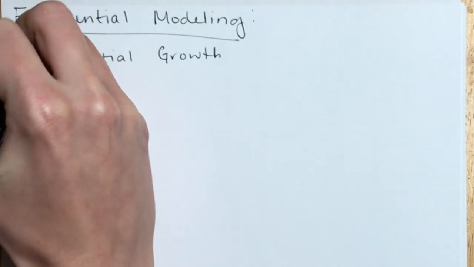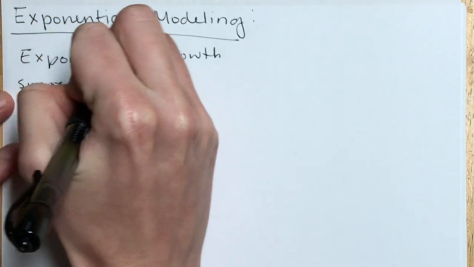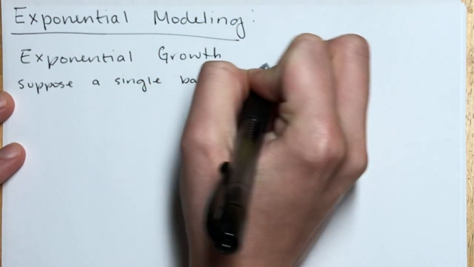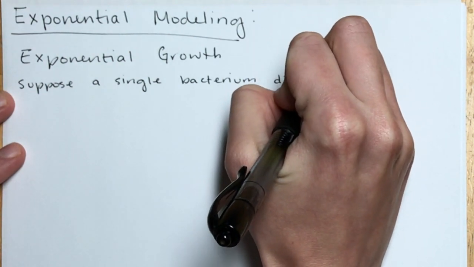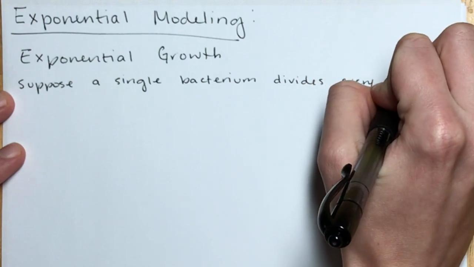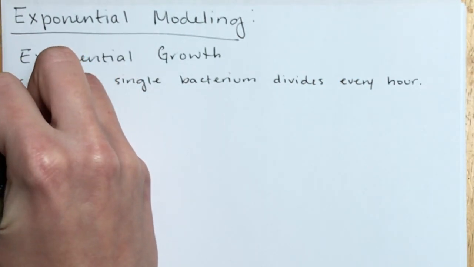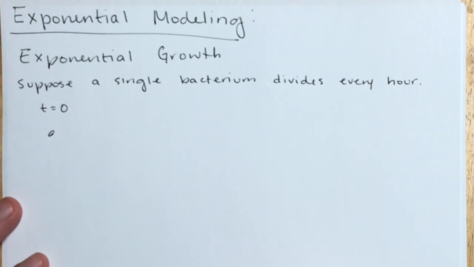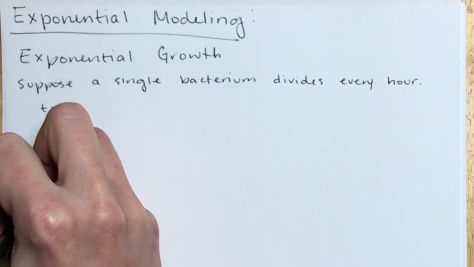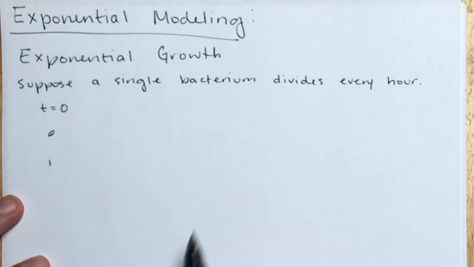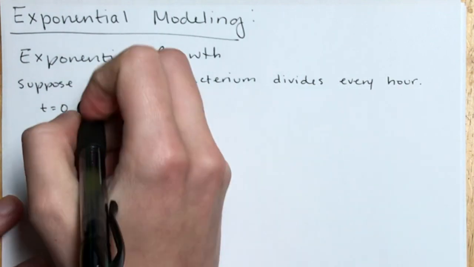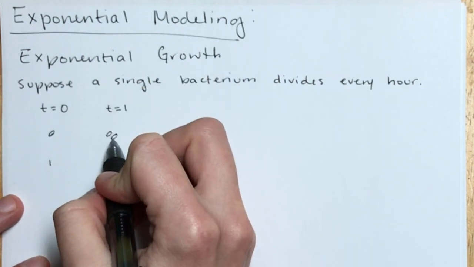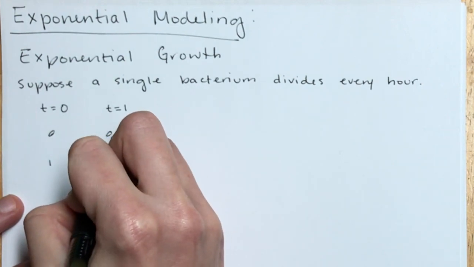Suppose a single bacterium divides every hour. So that means that at t equals 0, we have one little bacterium. Our count is 1. This bacterium divides every hour, so at t equals 1 hour, after 1 hour has gone by, we now have 2, right? Because it divides into 2 more bacteria. So we have 2.